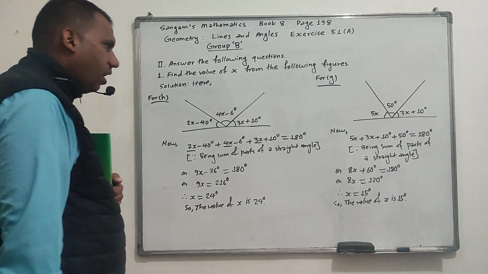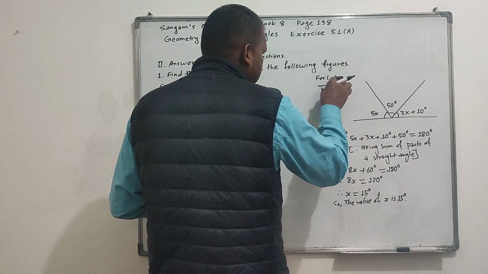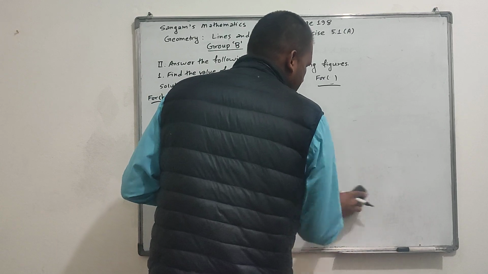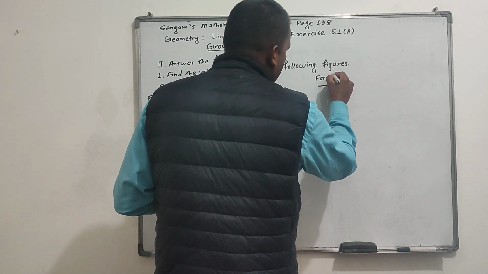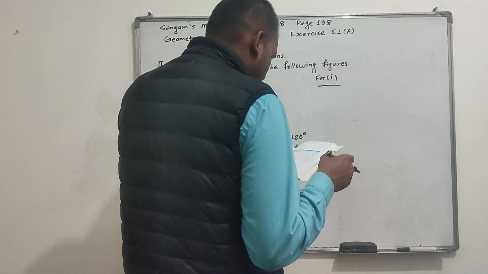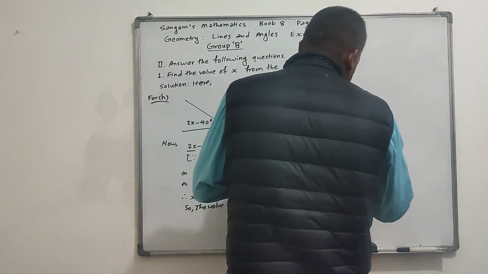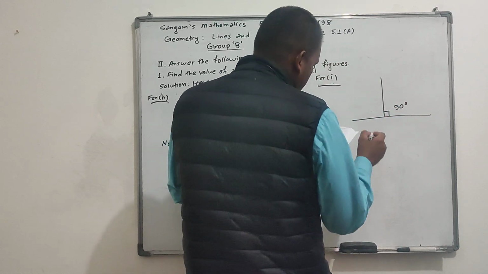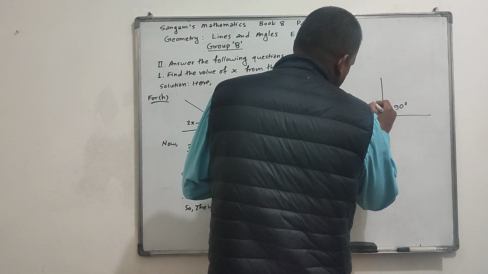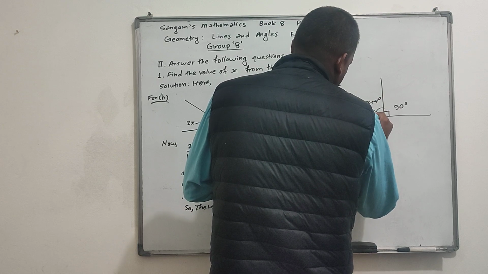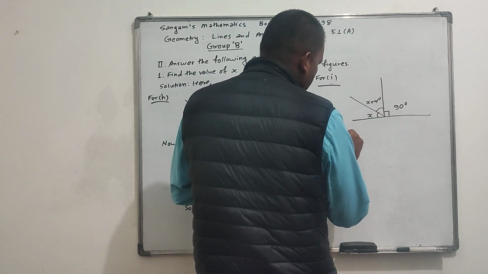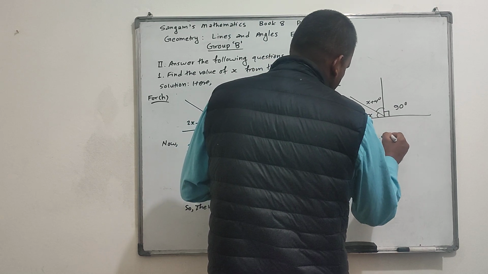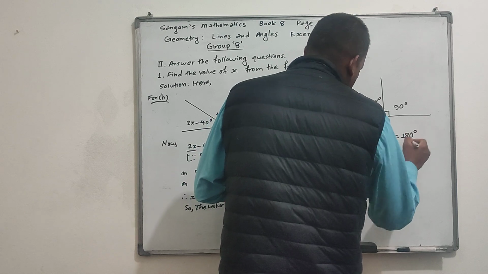Now, for I, next question. For I, in the figure we have three angles. Right angle, x plus 4, and x. One is right angle, that is 90 degree. Another x plus 4 degree. The next angle is x. Now we can write x plus 4 degree plus 90 degree equal to 180 degree.